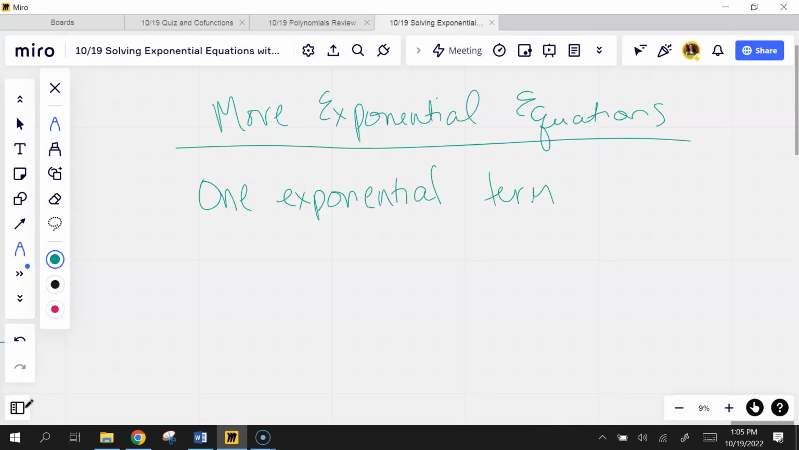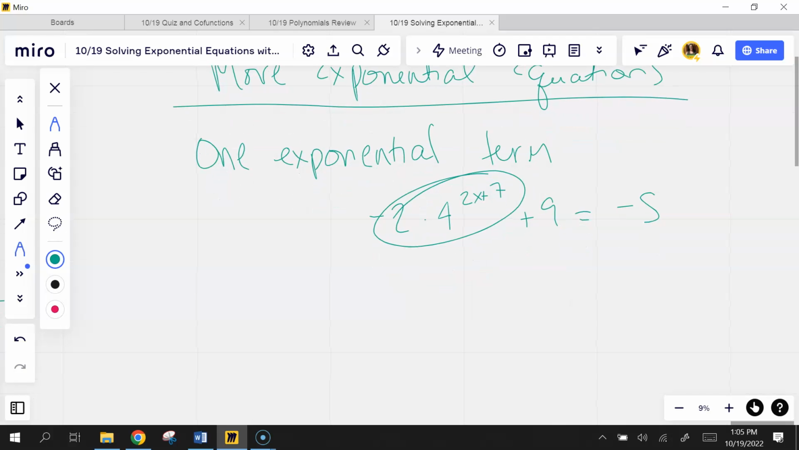so like 1 through 8. Look at 1 through 8. 1 through 8 all just have one exponential term. But whenever you hit 9, you see how you got more than one exponential term there? I just want you to see the difference in what happens. No, 7 and 8 only have one exponential term. See, negative 2 times 4 to the 2x plus 7, plus 9 equals negative 5. This is an exponential term. There's only one of them. When that's the case, all you want to do, just like with the logs, is isolate.